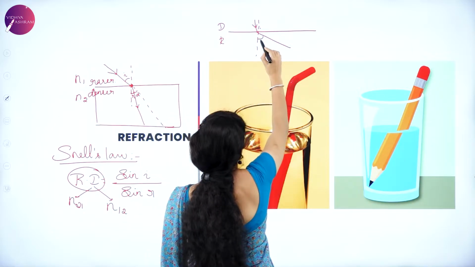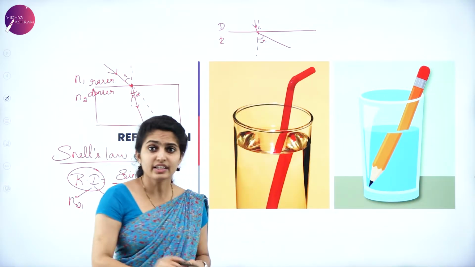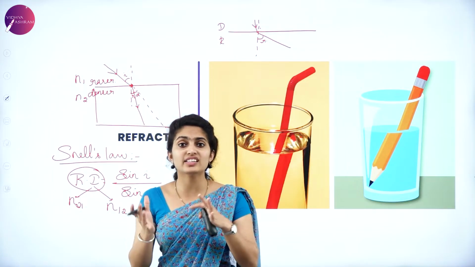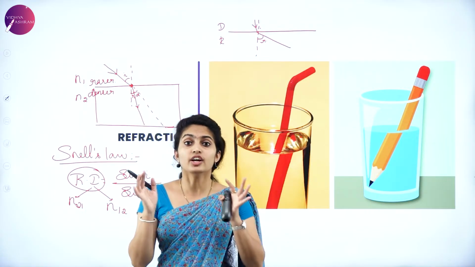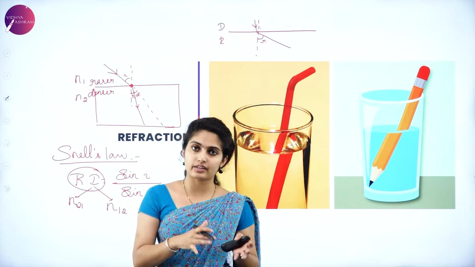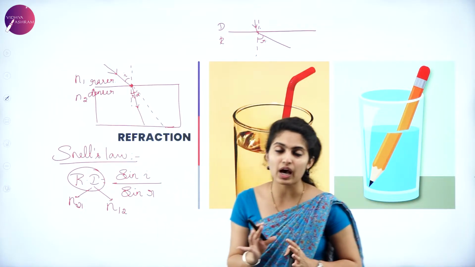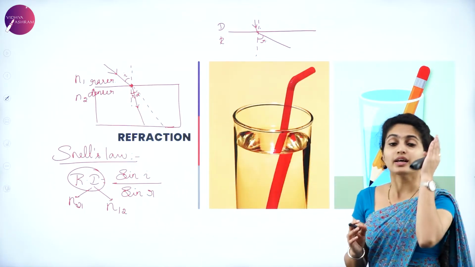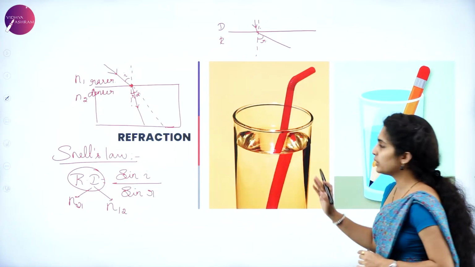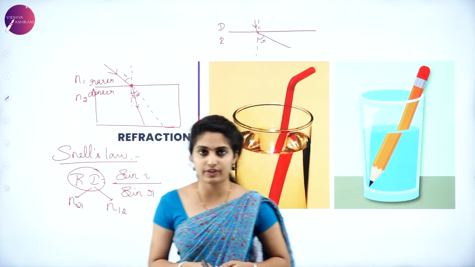So this is a refracted ray. There is a wide gap between the incident and the refracted ray when it flows from denser to rarer. I hope you got this concept, how exactly refraction takes place, because of which these two images are the result of your refraction.